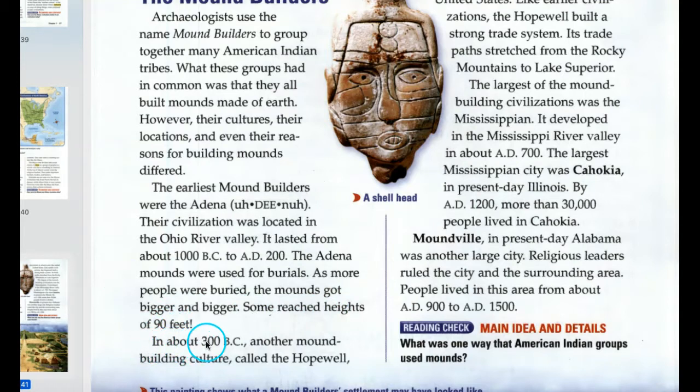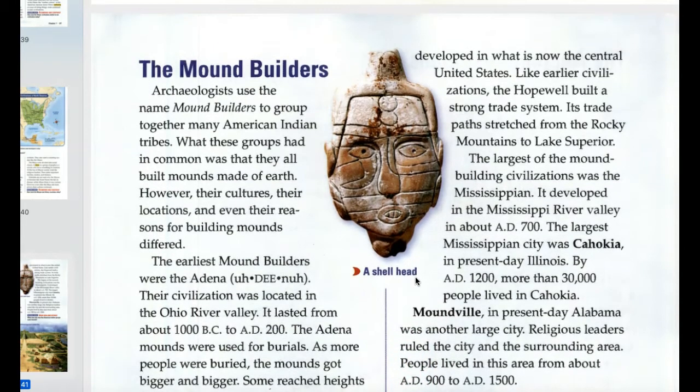In about 300 BC, another mound building culture called the Hopewell developed in what is now the central United States. Like earlier civilizations, the Hopewell built a strong trade system. Its trade paths stretched from the Rocky Mountains to Lake Superior.